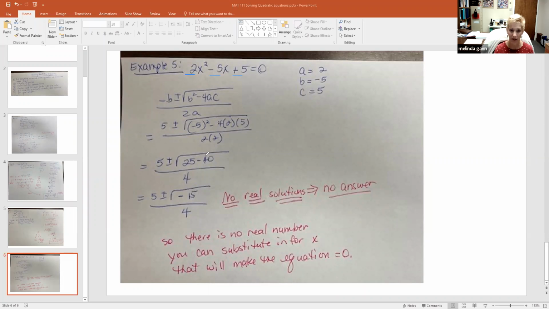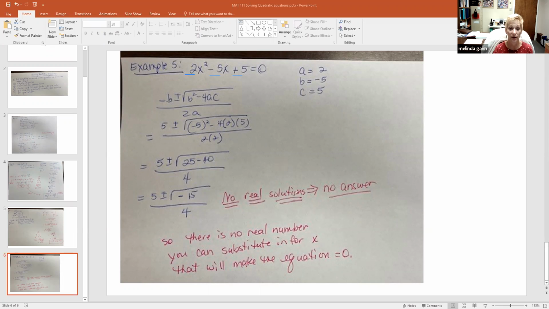Now look what happens, that's really weird. 25 minus 40 is a negative 15. Now, you can't take the square root of a negative number and get a real number answer. There's nothing you can multiply by itself that's going to give you a negative, because a positive times a positive is a positive, and a negative times a negative is a positive. You can't multiply two like things and get a negative, because for you to get a negative, one would have to be positive and one would have to be negative. So there's no answer to this.